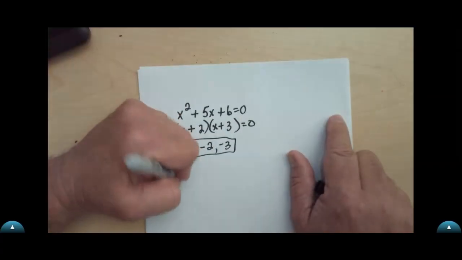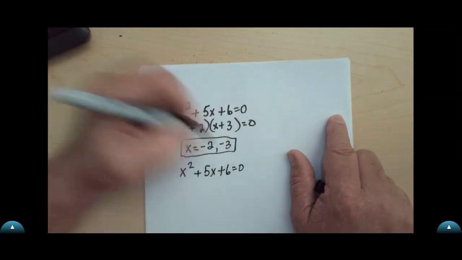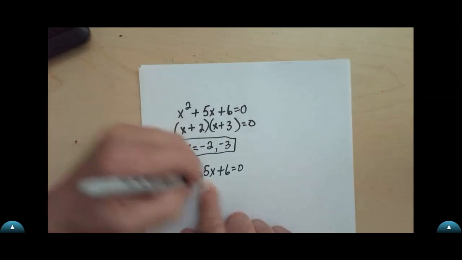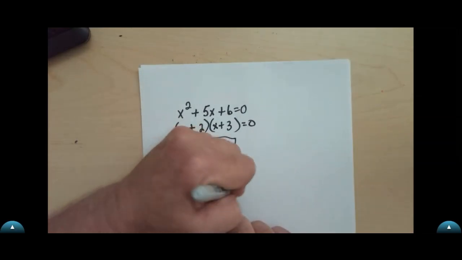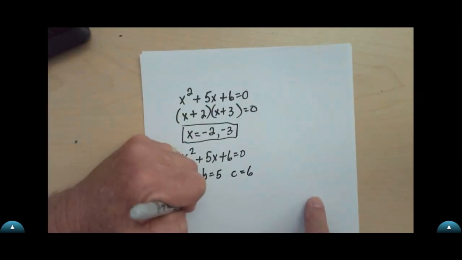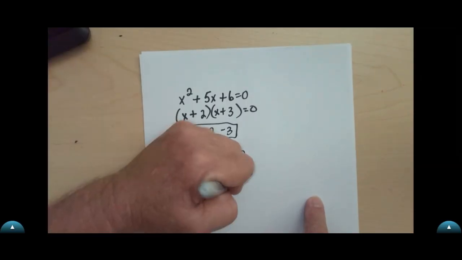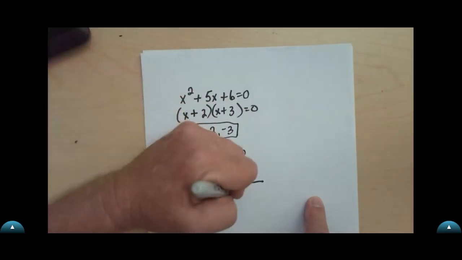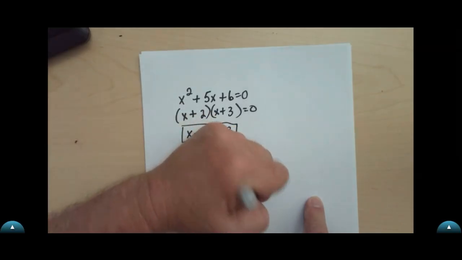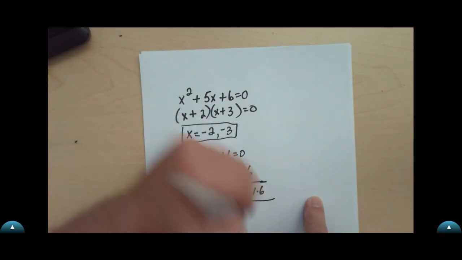But if I wanted to, I don't, but if I wanted to, I could say this is a quadratic equation. X squared is the same as 1x squared, so my A is 1, my B is 5, my C, my constant term, is 6. And if I wanted to use the quadratic formula, I could. X equals negative B, that's negative 5, plus or minus the square root of b squared, which is going to be 5 squared, minus 4 times a, which is 1, times c, which is 6, so minus 4 times 1 times 6, all over 2 times a, which is 2 times 1.